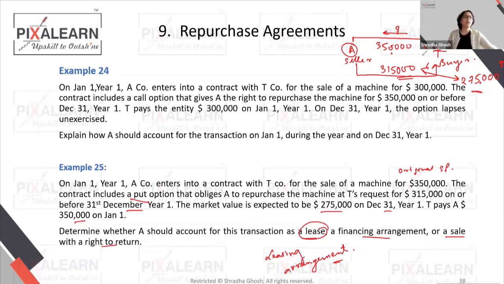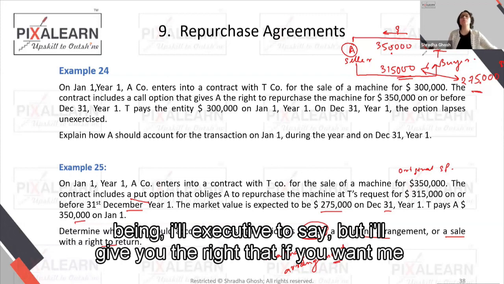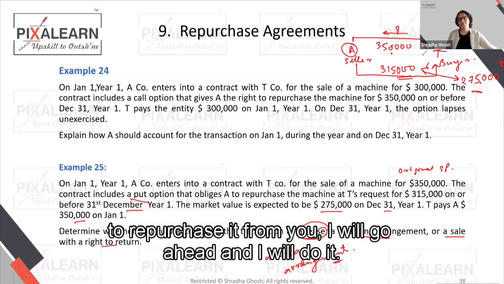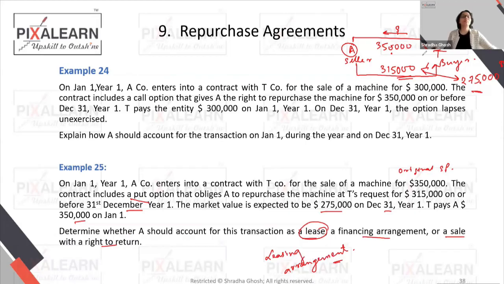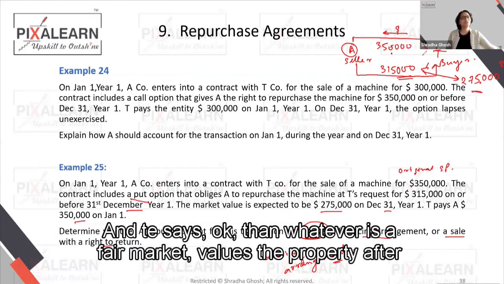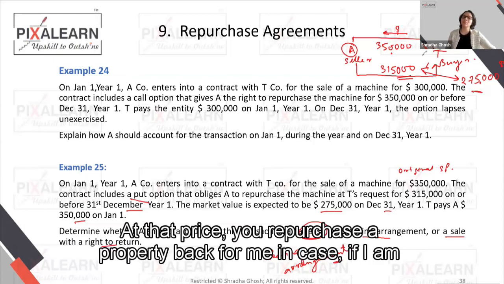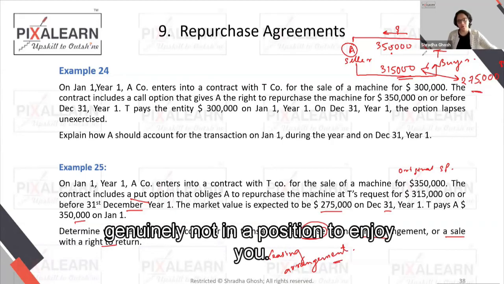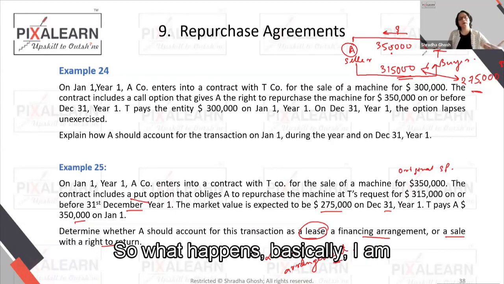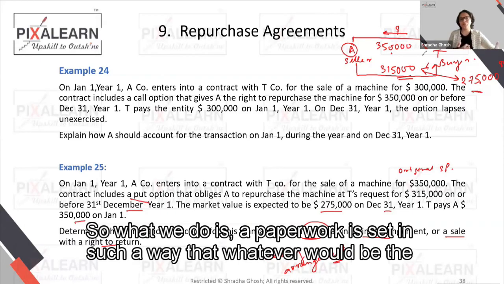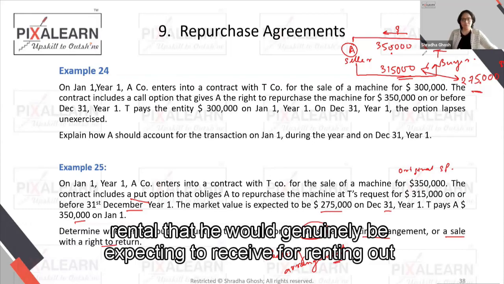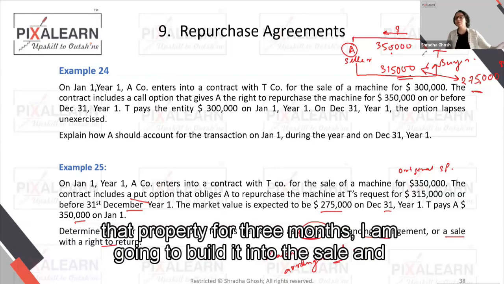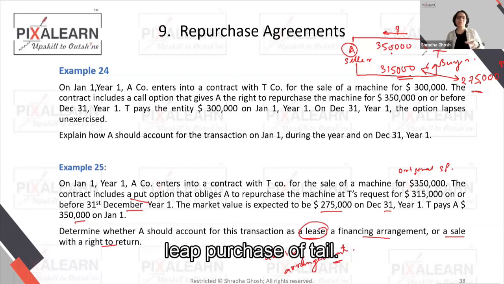Said, okay, for the time being, I'll execute a sale, but I'll give you the right that if you want me to repurchase it from you, I will go ahead and do it. Now, if T is genuinely only looking for this and says, okay, then whatever is the fair market value of the property after 3 months, at that price, you repurchase the property back from me in case I'm genuinely not in a position to enjoy it here. So what happens? Basically, she is paying me. So the paperwork is set in such a way that whatever rental he would genuinely be expecting to receive for renting out that property for 3 months, I'm going to build it into the sale and repurchase agreement.